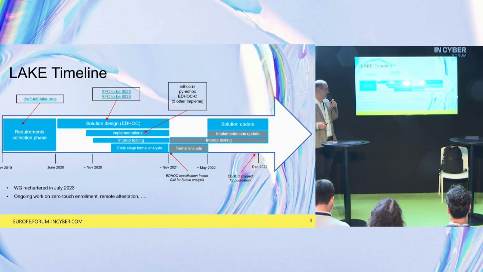After the formal analysis wrapped up, we integrated all the mitigations against the attacks that were found by the academic community, and we specified new versions of this protocol in order to have it bulletproof for when it is published as an RFC, which came last week. So ad hoc was published just last week. Ad hoc became RFC 9528, and there is a corresponding document on ad hoc test vectors, which is RFC 9529.